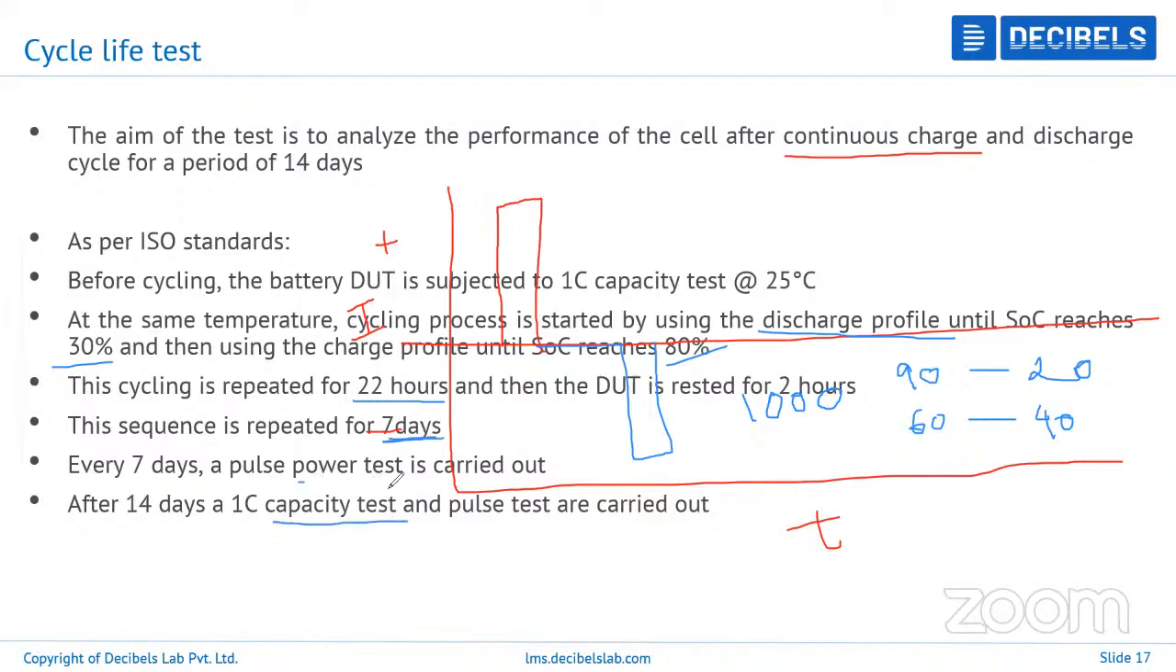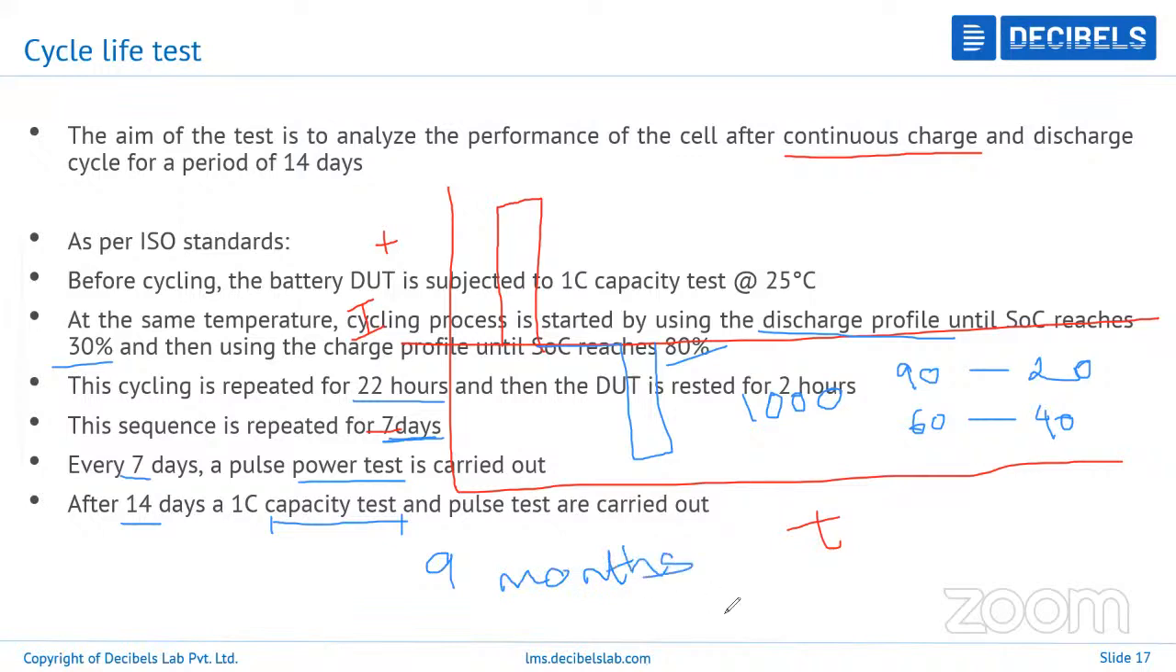At the end of the seventh day, both a static capacity test and a pulse power test will be performed in order to see how much the resistance has changed, how much the capacity has changed, and how much the performance, the power and the energy of the cell has changed. Again the same thing will be repeated for 7 days, and at the end of 14 days the same test will be performed. This will go on repeatedly till a minimum period of 9 months.